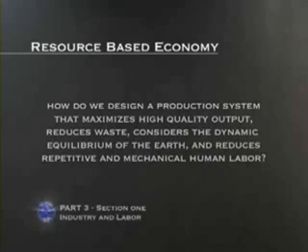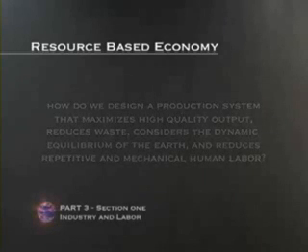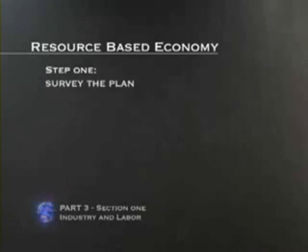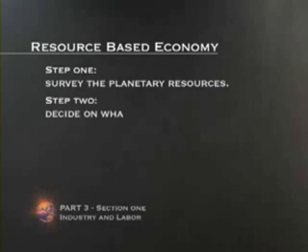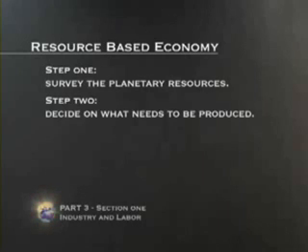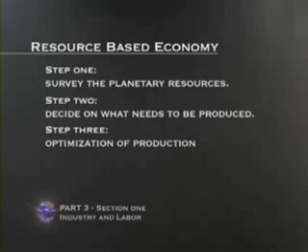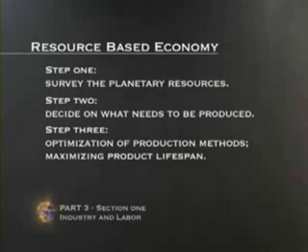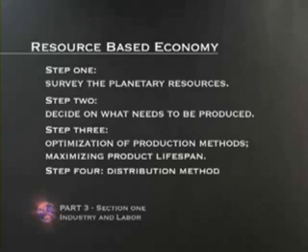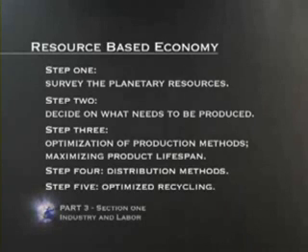Based on the scientific method, here's how the logical reasoning for industrial production methods would unfold. Step 1. Survey the planetary resources. Step 2. Decide on what needs to be produced, oriented by priority ranging from bare necessities, such as food, water, shelter, to utility-based production items, such as raw materials, automation machines, and technological development, to production items used for non-utility-based purposes, such as entertainment media, radios, musical instruments, etc. Step 3. Optimization of production methods while maximizing the product's lifespan. Step 4. Distribution methods for human access. Step 5. Optimized recycling of the products that become outdated or inoperable.